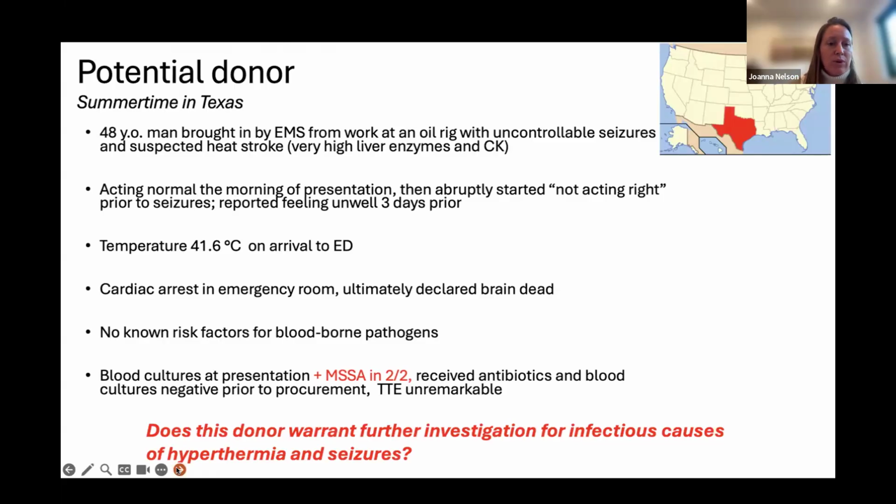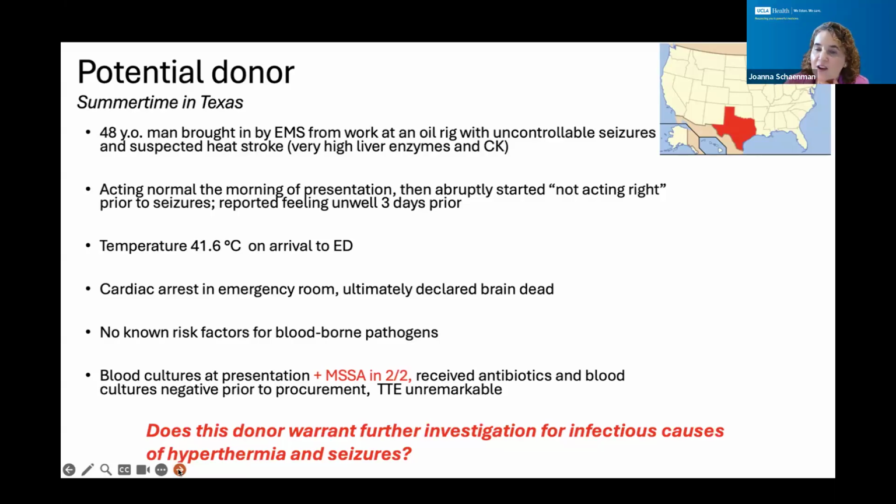His temperature was 41.6 degrees Celsius on arrival to the ED. He had a cardiac arrest in the emergency room and ultimately was declared brain dead. There were no known risk factors for bloodborne pathogens. His blood cultures at presentation were positive for MSSA in 2 out of 2 sets, and he received antibiotics with blood cultures becoming negative prior to procurement. His TTE was done and unremarkable. So the question for the panel is, does this donor warrant further investigation for infectious causes of his hypothermia and seizures?